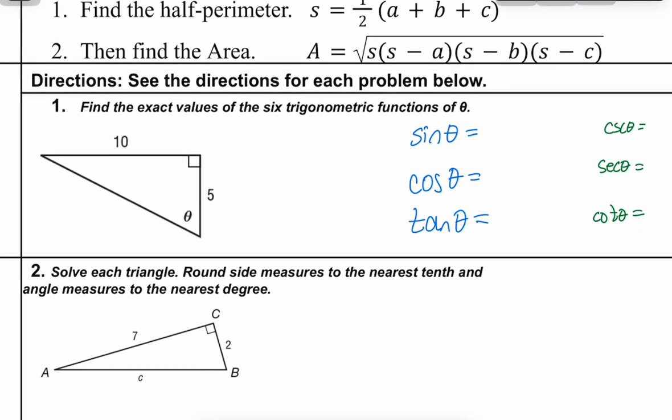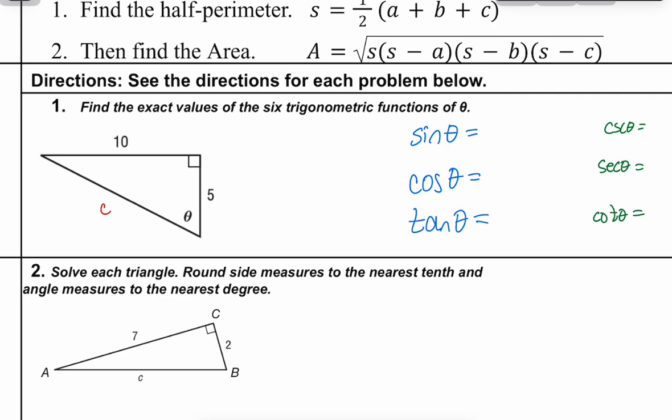The first example and the second example, those two problems on the test are about right triangles. The first thing you have to do is find the exact values of the 6 trig functions for theta. So there's going to be a right triangle shown. And when you look at that right triangle, the first thing you want to kind of look at is, do I know all 3 sides? And you might notice right off the bat that we are missing our hypotenuse. So let's call that C.